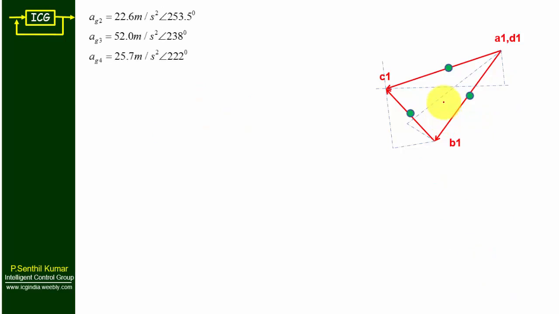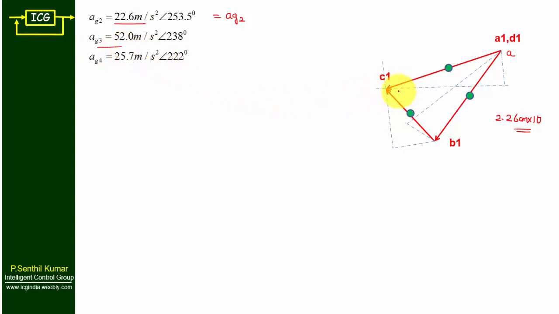First, we need to calculate force. So how do you calculate force? You just measure. This is A or A1. You measure AG2. You will get in centimeter, multiplied by 10 equals meter per second square. So 2.26 centimeter you will get, multiplied by 10. This is a scale factor we have taken. You will get 22.6 meter per second square.